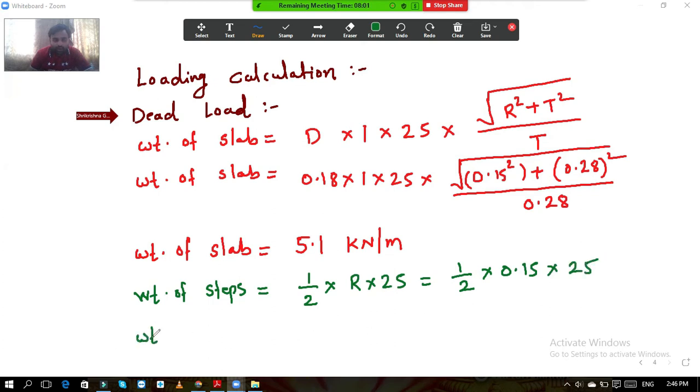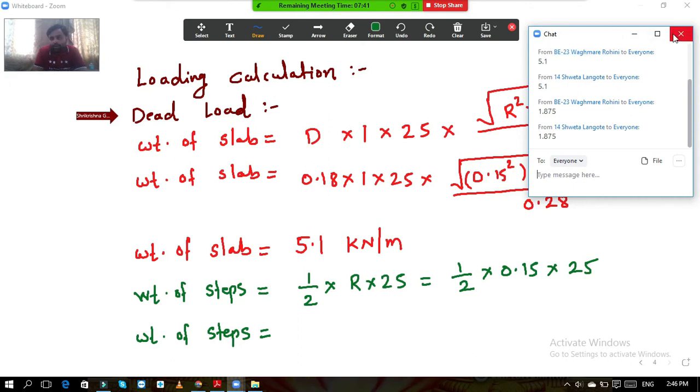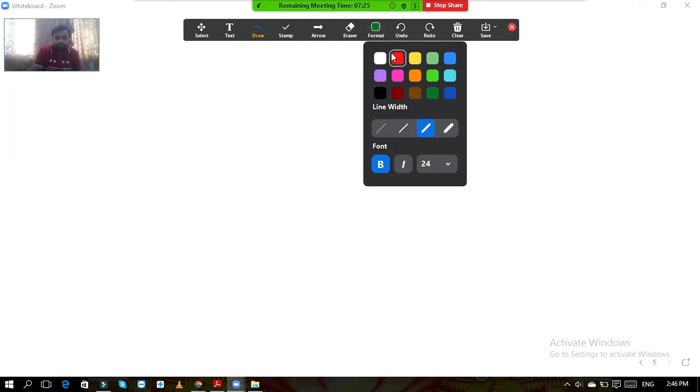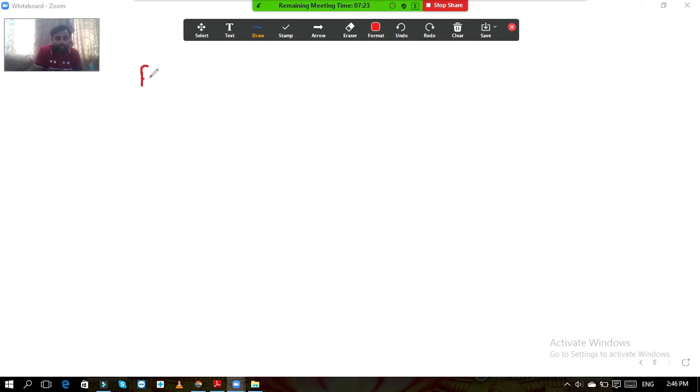So let me know the answer for weight of steps. What is the answer? 1.875 kilonewton per meter. So this is the weight of step. Now next thing is floor finish. So floor finish, this also comes into the dead load, which is equal to 1 into 1, which is nothing but 1 kilonewton per meter.